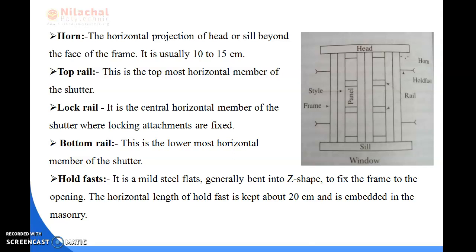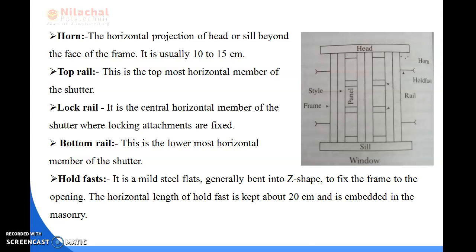And the last one is the bottom rail. You can see here the diagram of the bottom rail. This is the lowermost horizontal member of the shutter. So these are the three rails: top rail, lock rail and bottom rail. The top rail is the topmost horizontal member of the shutter. The lock rail is the central horizontal member where we do the locking system. And the bottom rail is the lowermost horizontal member of the shutter.